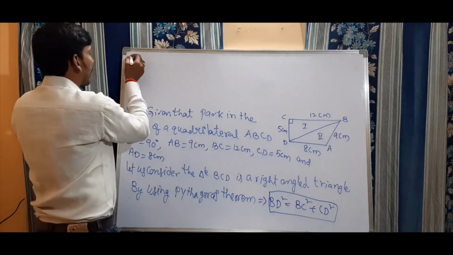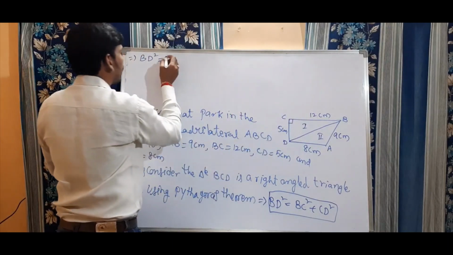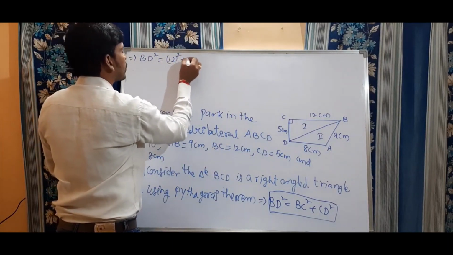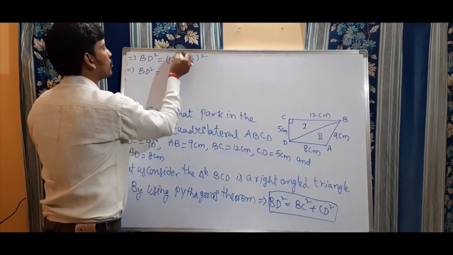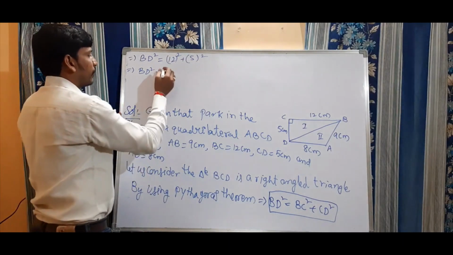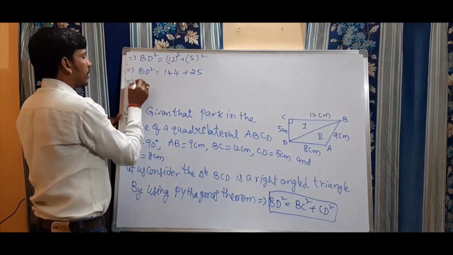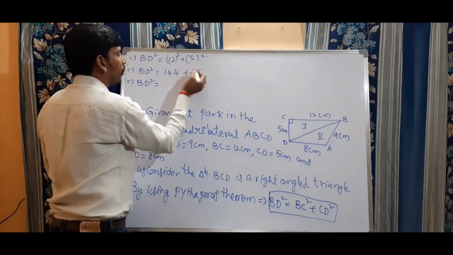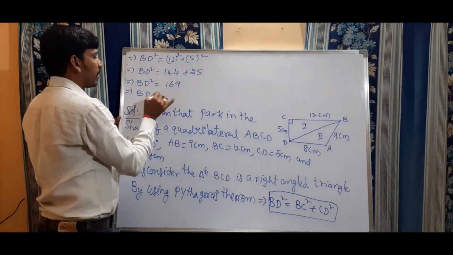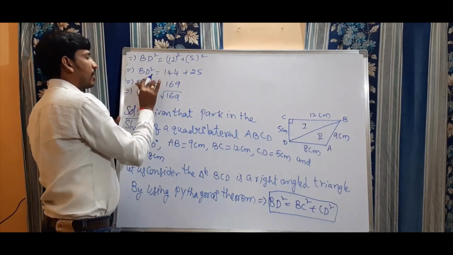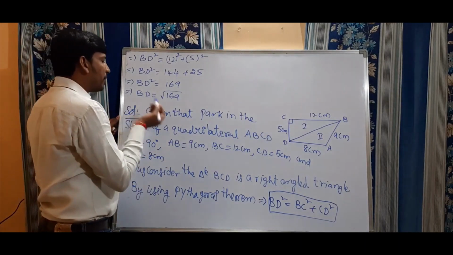Now BD square equal to, what is the BC value? BC equal to 12 centimeters, that is 12 square plus 5 square. Okay, which implies BD square is equal to, what is 12 square? 12 square is 144. 144 plus 5 square is 25, which implies BD square is equal to 144 plus 25, is 169. Then BD is equal to under root of 169. The square transposed to the right hand side becomes square root. Clear?